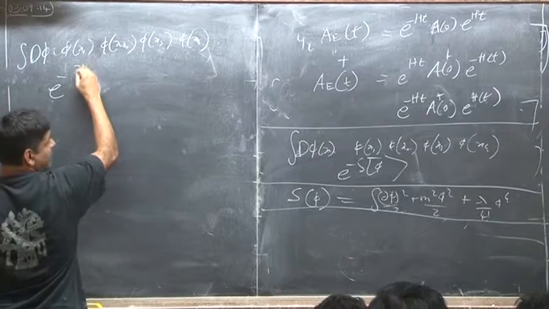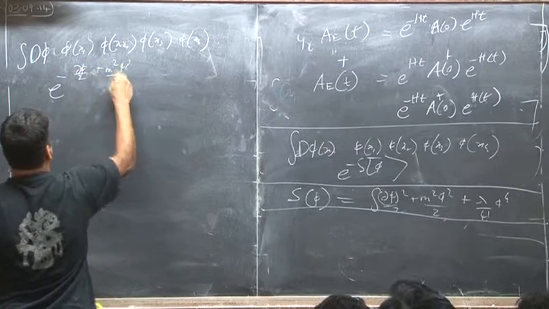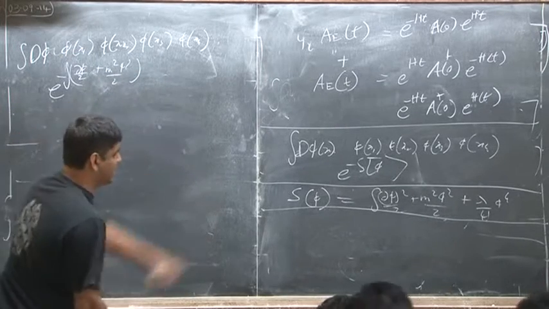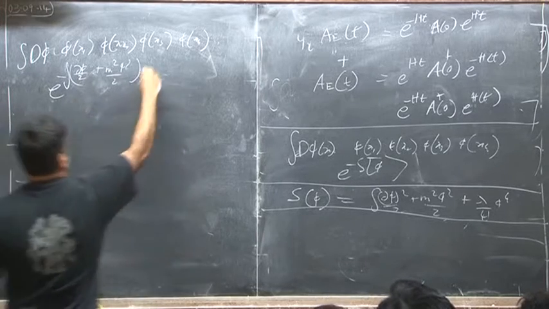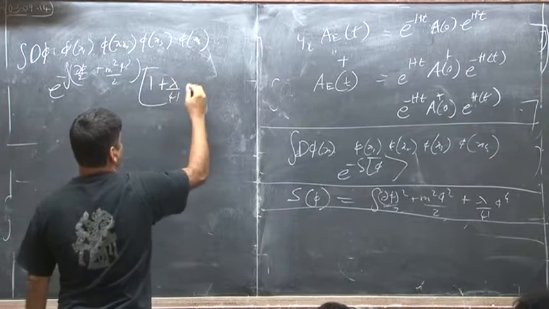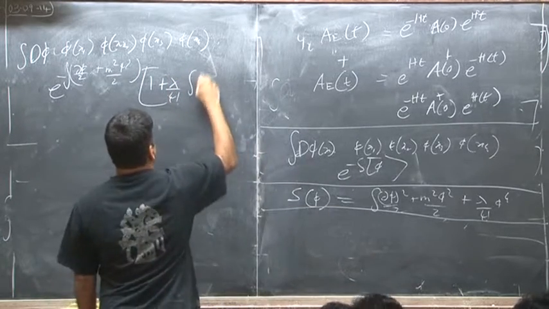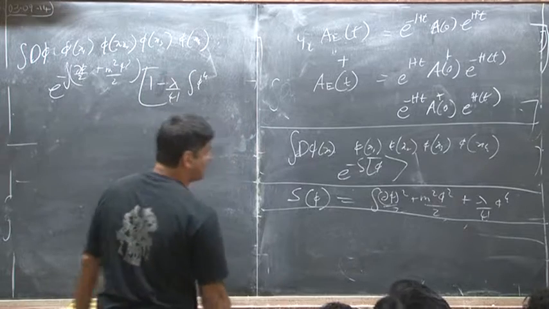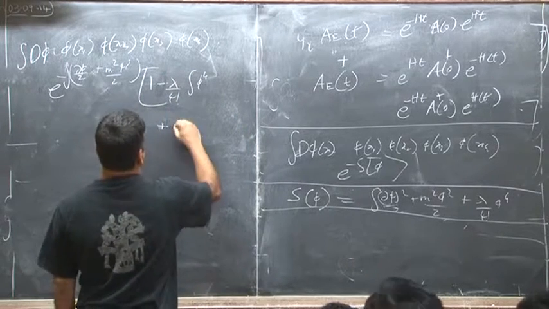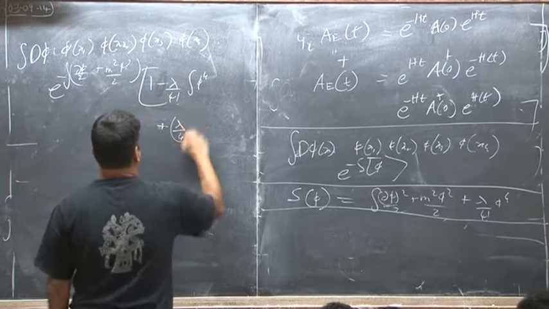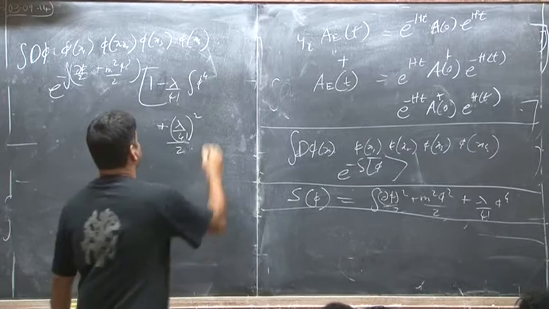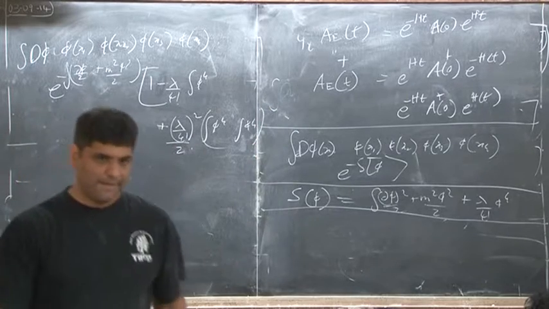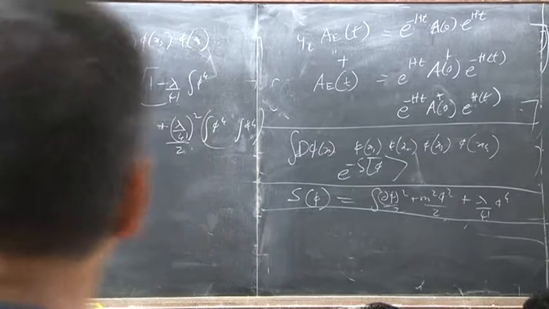Minus del pi by 2 plus m squared by square root 2. Okay? And then we will Taylor expand. So we have downstairs 1 plus lambda by 4 factorial phi 4, minus 1 minus lambda by 4 factorial phi 4, plus lambda by 4 factorial squared by 2 times integral phi 4 integral, and so on. The point we want to make will already be visible.